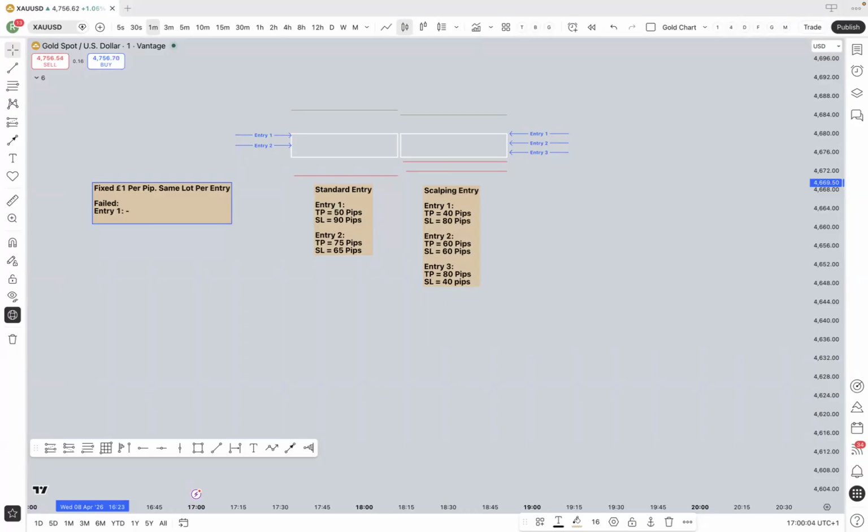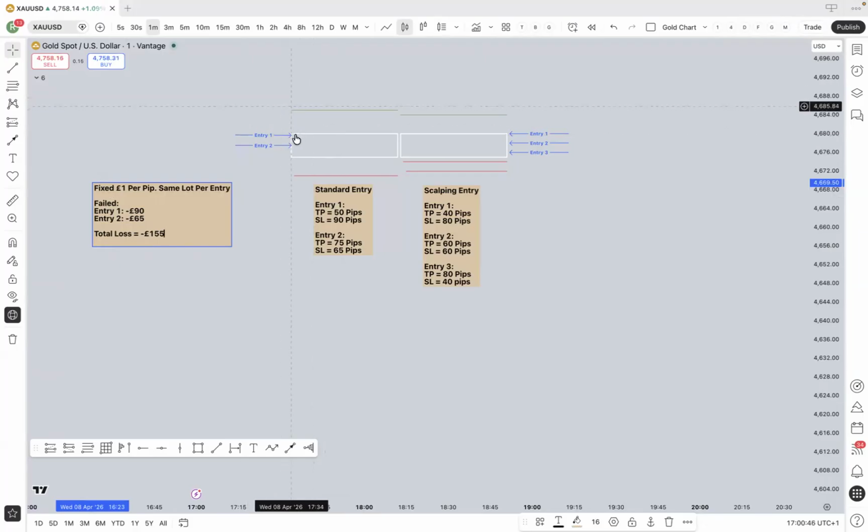would lose you minus £50. Sorry, get this right in a minute. Minus £90. Entry two minus £65. Total loss equals minus £155. Okay. So this is for a failed zone.